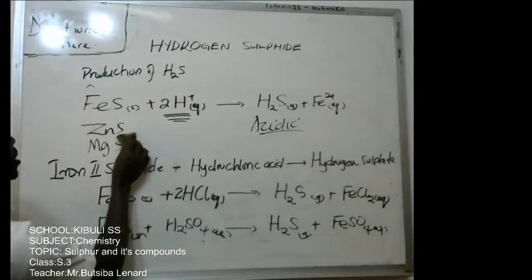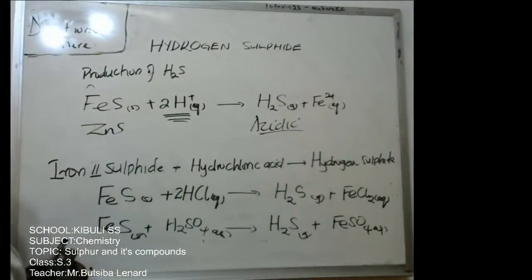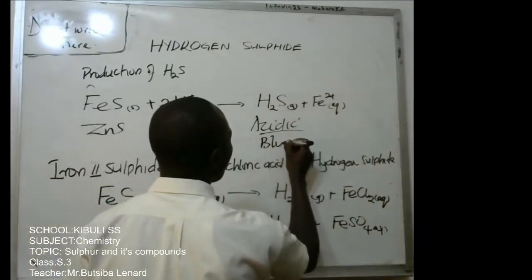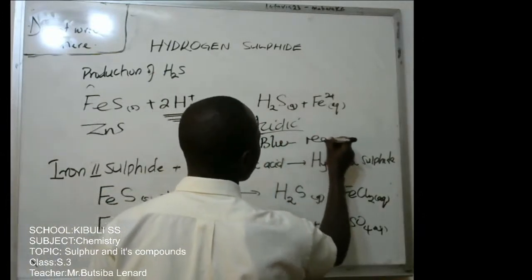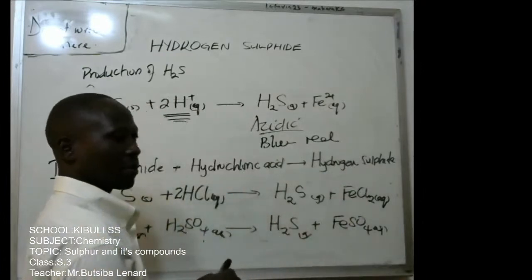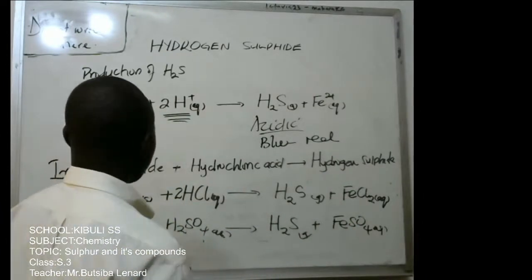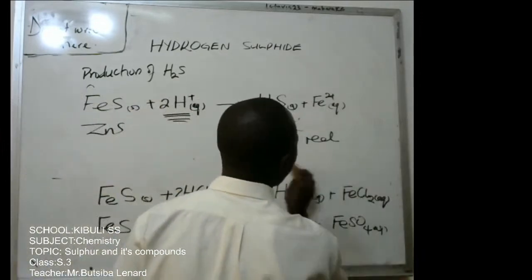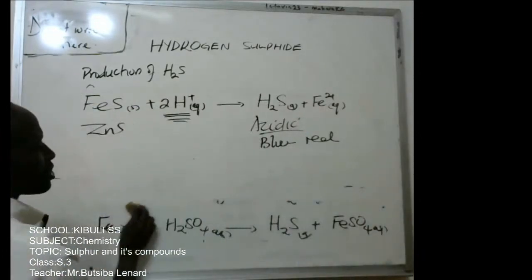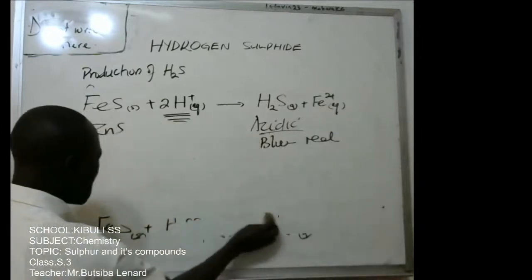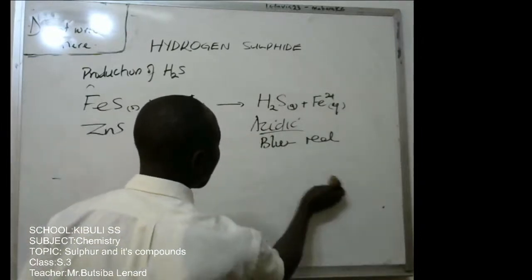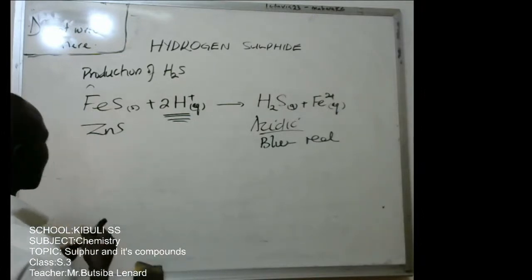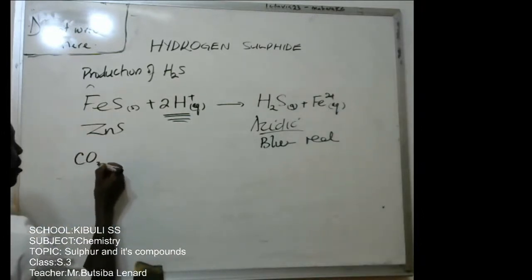So what do we do if it's an acidic gas? It turns, therefore, blue litmus to red. That is one thing we use to detect the presence of hydrogen sulfide. But there are many gases that turn blue litmus paper red. Identify those gases. Carbon dioxide can do it.